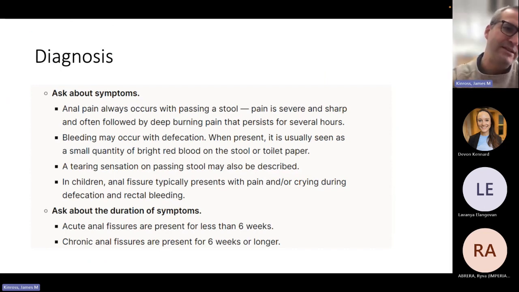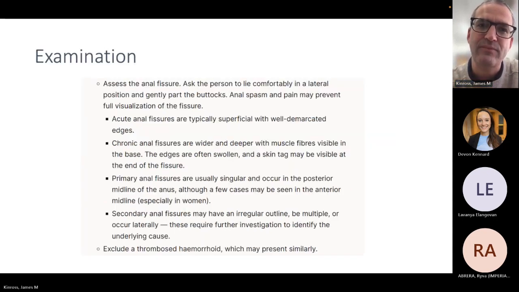So the main symptom you're really interested in is pain, and the most important thing to be aware of is that it's really, really painful. Patients will describe it as like pooing glass. So it's pain, pain, and pain. They might have frank bleeding. They might have noticed a tearing sensation, and usually it's been chronic and remitting. So they come and they go.